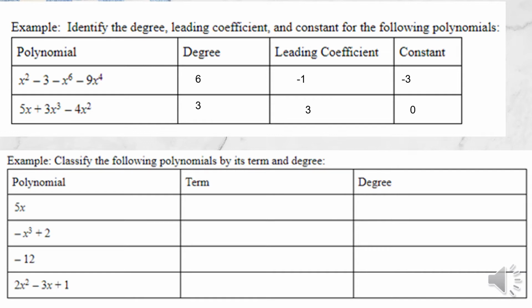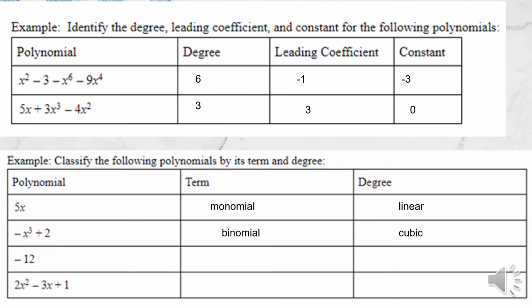In the bottom part, we're going to classify the following polynomials by their terms and their degree. So 5x has only one term. We call that a monomial. The degree is 1. There's only x to the 1, so that's a linear. In the second one, we have two terms, the negative x cubed and the 2. That's a binomial. And the negative x cubed, our degree is 3, so we call that a cubic.